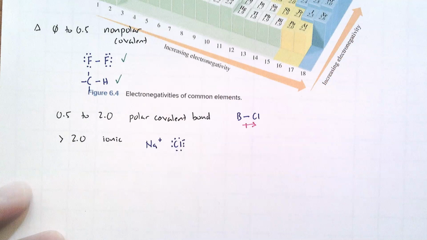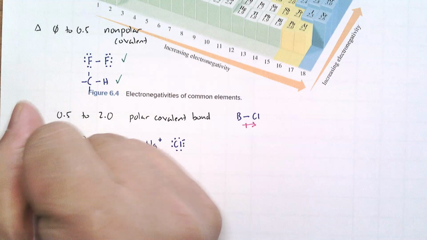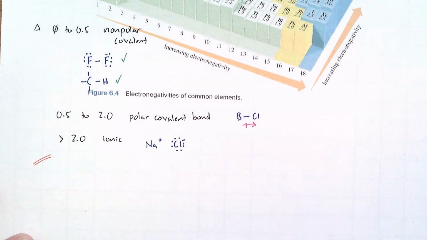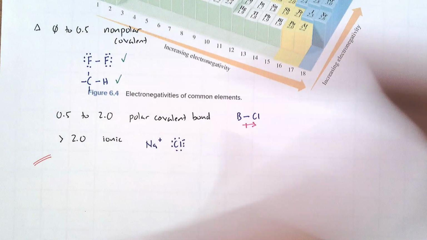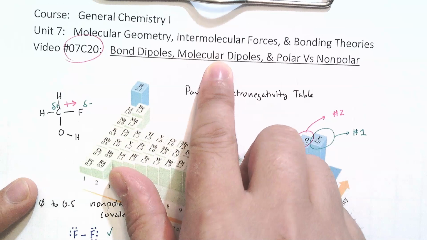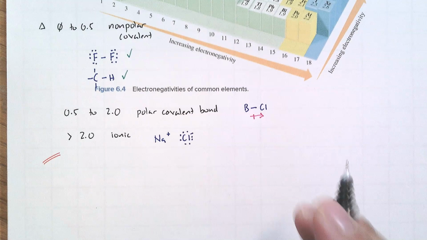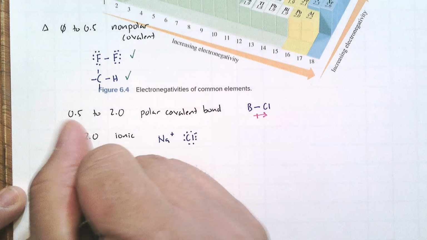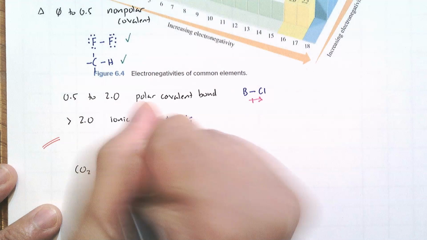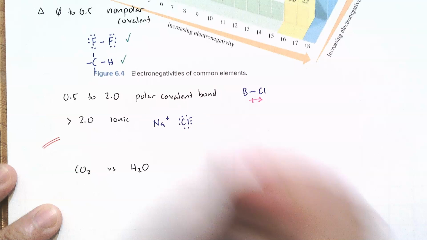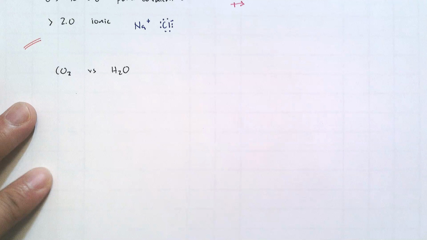Okay, let us take a look at a molecule now, and we're going to talk about its bond dipoles, but then we're going to add up those bond dipoles to figure out whether it has a net molecular dipole. And two examples I want to go over first are going to be carbon dioxide and water. You notice that both have 3 atoms, right?